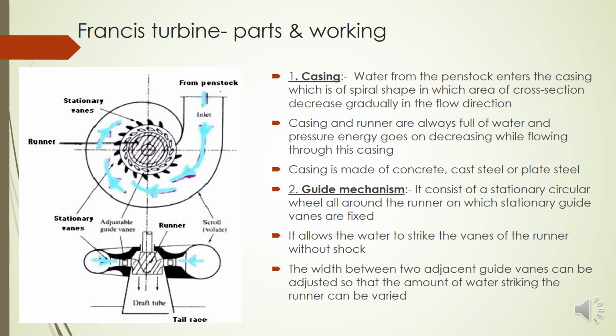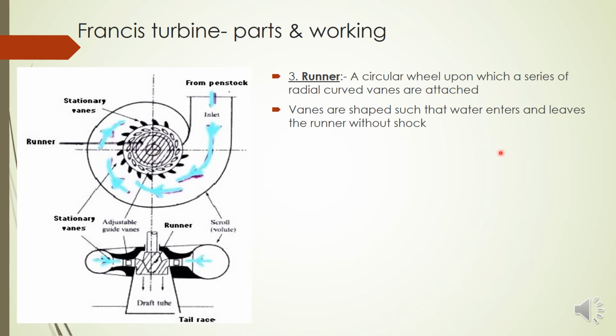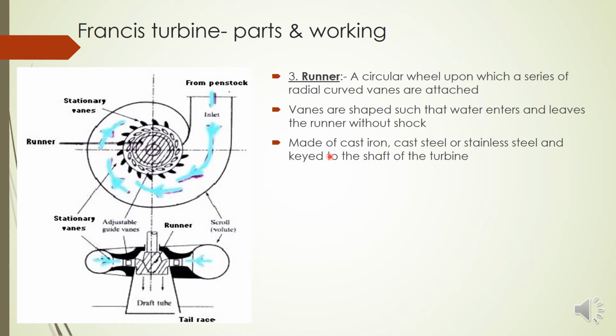Now we will go to the third component, and the third component is of course our runner. The runner is a circular wheel on which a series of radial curved vanes are attached. So here the vanes are on the runner, not on the periphery of the runner as in the Pelton turbine. They will be designed so that the water will enter and leave without shock, and they are made of cast iron, cast steel or stainless steel.